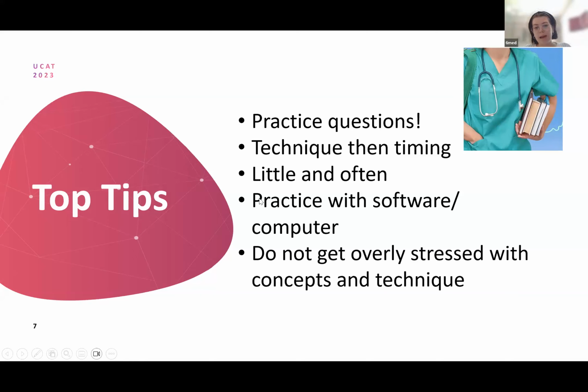Again, a lot of people ask me how long they should be revising for the UCAT. I started at the start of the summer, and I sat the UCAT right at the end of the summer. So it was probably a few weeks, a month or so. But I just did about 30 minutes a day, every day. And that worked for me.